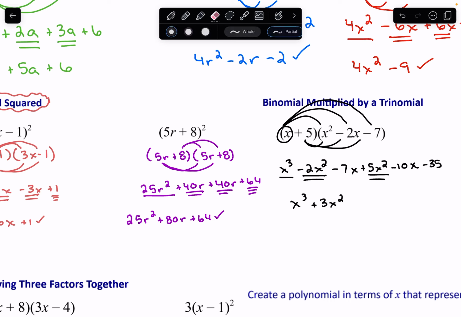Now I look for regular x's. I've got negative 7 of them right here and negative 10 more, so that's negative 17 x's. And then I've got my negative 35 at the end all by itself. So my answer is longer, but it's just the same math. It doesn't matter how many are in the first one and the second one. You multiply everything in the first by everything in the second, okay?